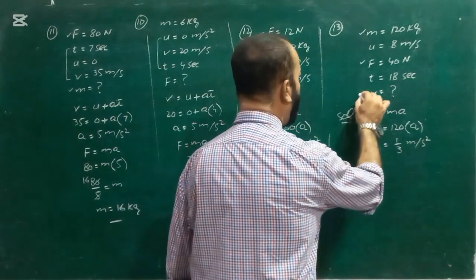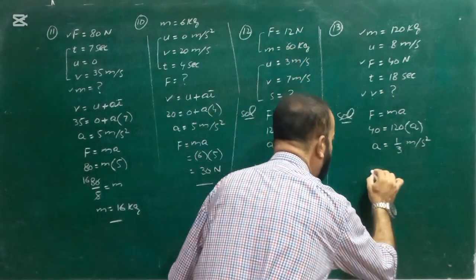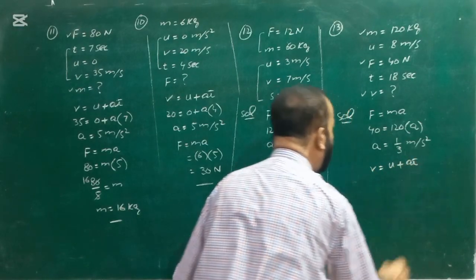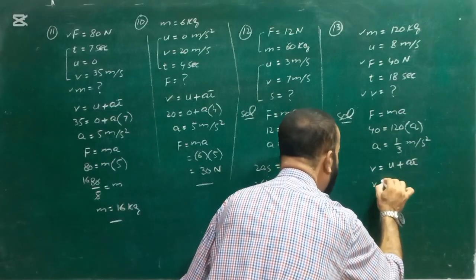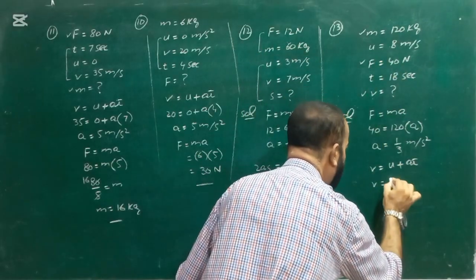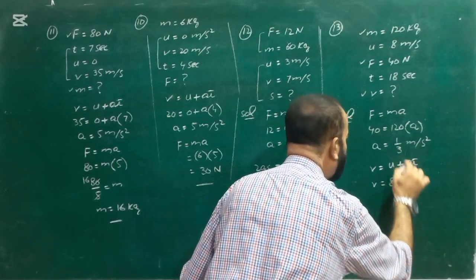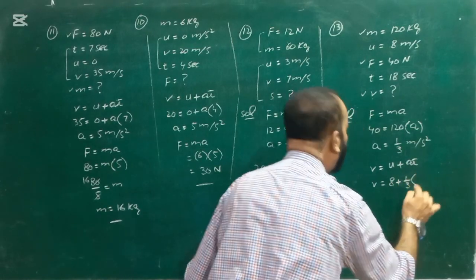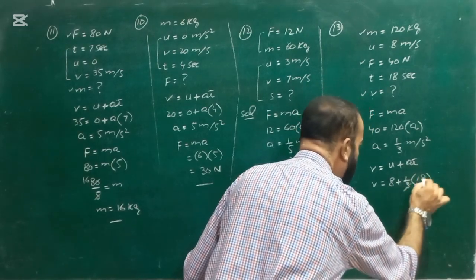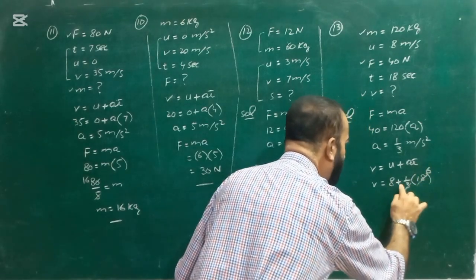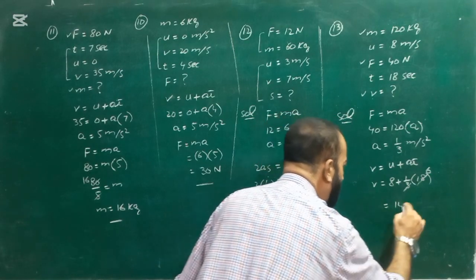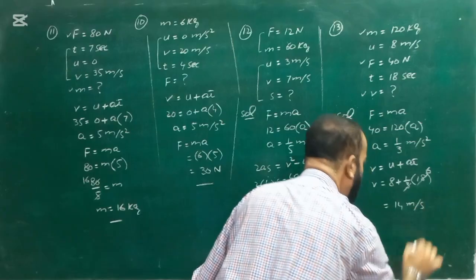Okay, now we are going to find V by using the first equation of motion, that is V is equal to U plus AT. So V is the requirement and U is the initial velocity, that is 8 given, plus A is 1 by 3, and the time T is 18 seconds. So 3 6s are 18 and 8 plus 6 is 14. And because this is the velocity, the unit will be meter per second.